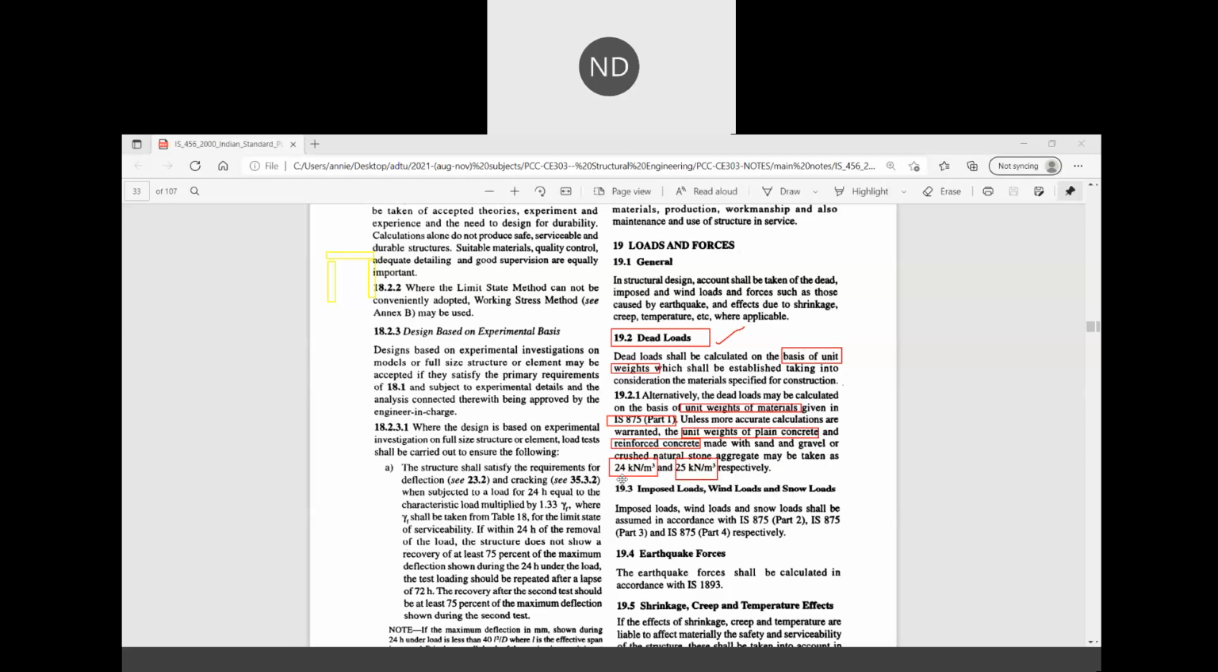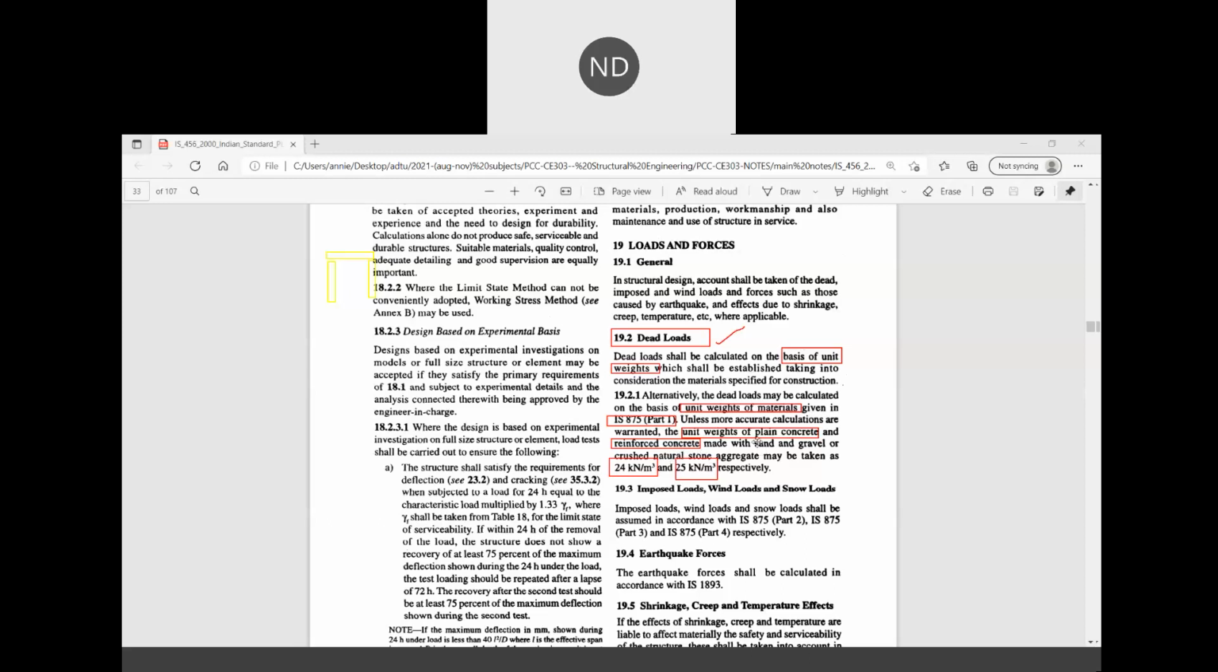So to calculate the dead load, you have to know the basic concrete. Obviously, you are going to use concrete for your RCC structural members. To calculate the dead load of that member, you have to know the unit weight of plain cement concrete and of reinforced concrete. Reinforced concrete means you have reinforcement bars, that is steel rods or steel bars, inside the concrete, right? So that is your reinforced concrete.